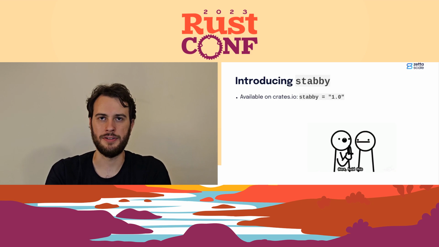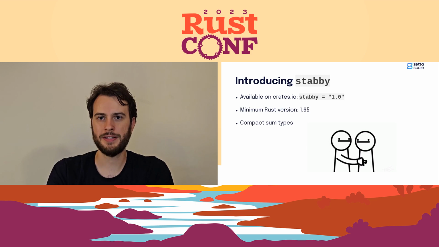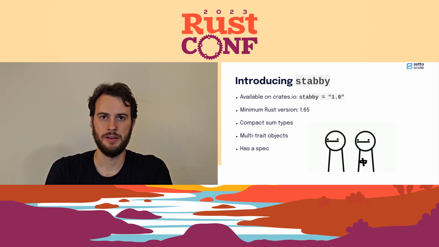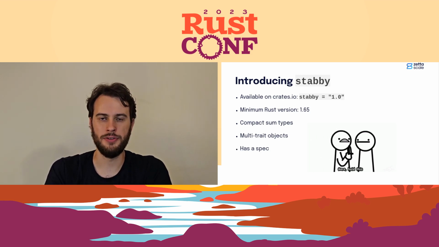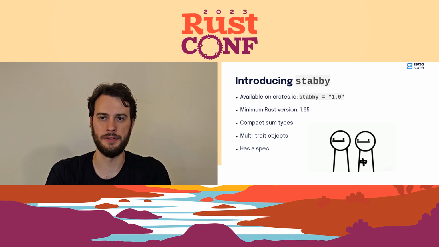Stabby is a crate that you can download today from crates.io, and it's going to provide you with a stable type representation. It's available for any version of Rust that supports generic associated types, so from 1.65 onwards. It supports niche-optimized types, and it also provides you multi-trait objects that can be passed over FFI safely. And most importantly, it has a spec, which means that if you wanted to, you could implement it for C++ or Zig and use that as an interop interface.